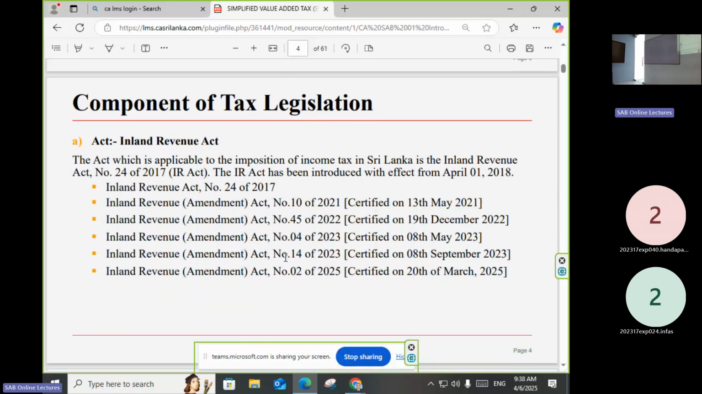Therefore, this act we call the Principal Act. 24 of 2017 we call the Principal Act. Thereafter it comes as amendments to the Principal Act, where some sections are changed, not all. Once they have introduced a new law, the previous law we had is repealed. The previous act is no longer operating from there.